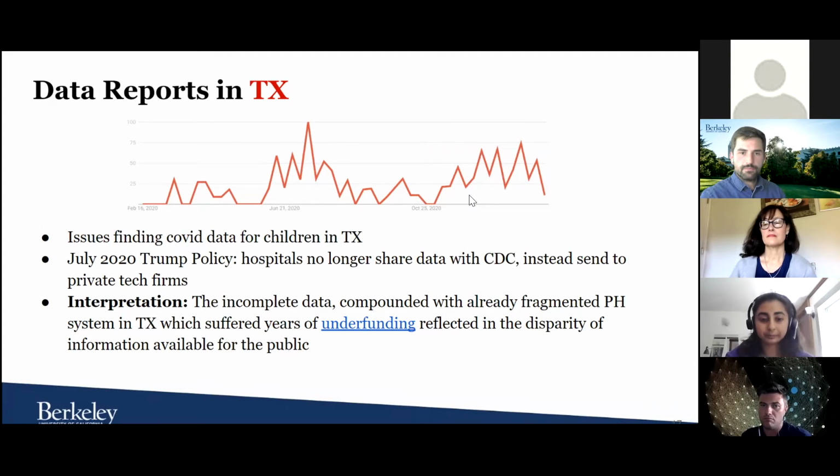And so looking more deeply at this, we saw that due to the incomplete data, the data suppression around what was happening in Texas, which was also exacerbated by years of underfunding in public health in Texas, was reflected in the really high interest over time that Google users in Texas had, especially compared to the United States.